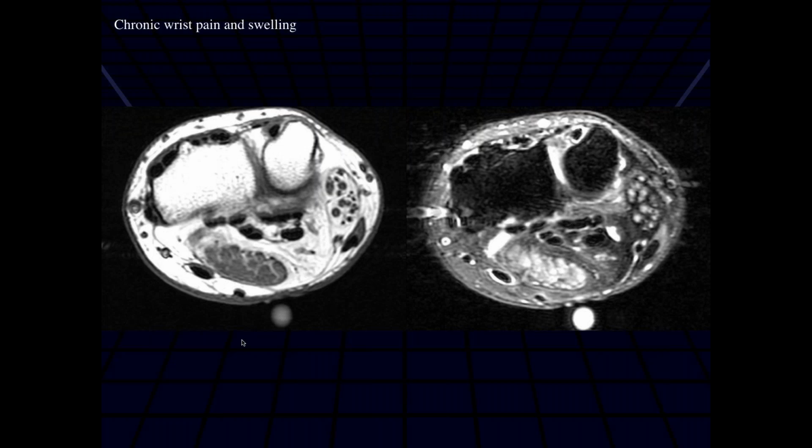Okay, so for the next case, I have chronic wrist pain and swelling. I think I have two axial images, one with T1 weighting and one with PD fat saturated images. Just along the volar aspect of the ulna, I see a lot of nodular synovial thickening. We see this mass along the volar aspect of the flexor tendons, again a large soft tissue mass, which appears really bright on the PD sequences.